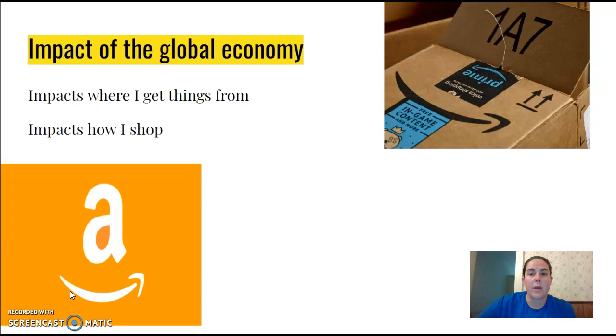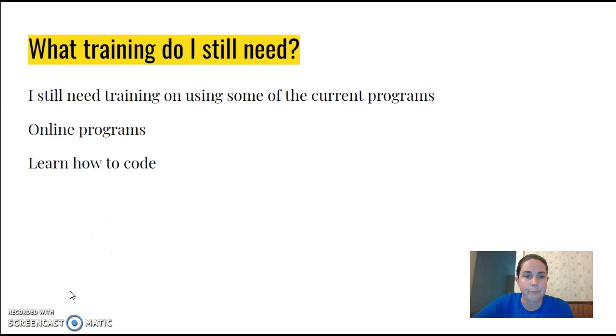Impact of the global economy on myself. It obviously impacts where I get things from. You know what? For Christmas, I shop a lot online. I do think it's important to support local businesses, but I get a lot of stuff online, and you know what? Some of that stuff could be from China or from India. So that's how the global economy impacts me.